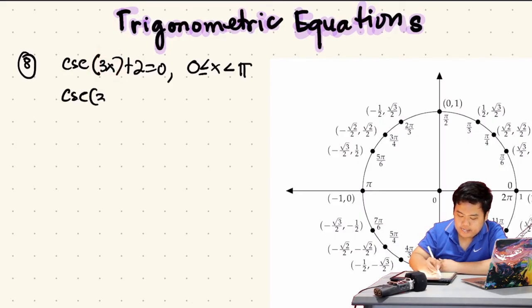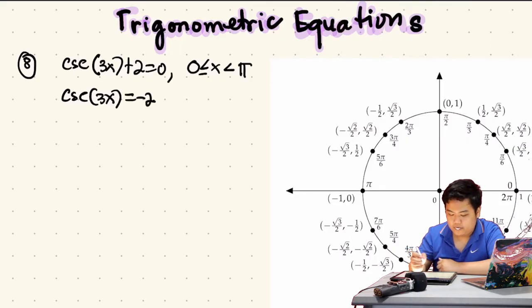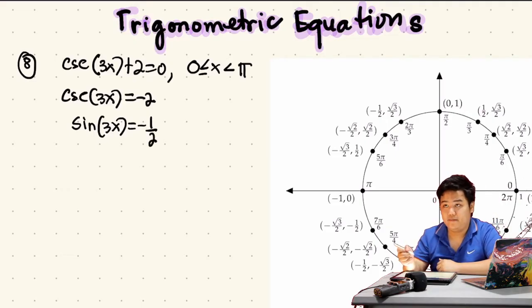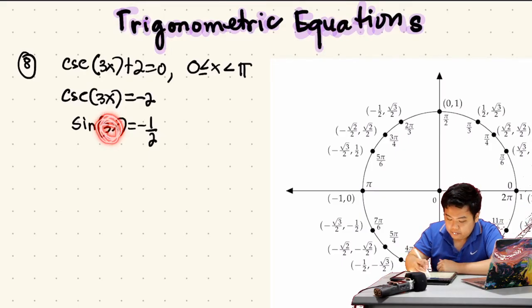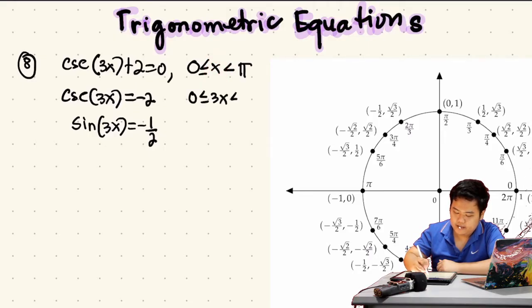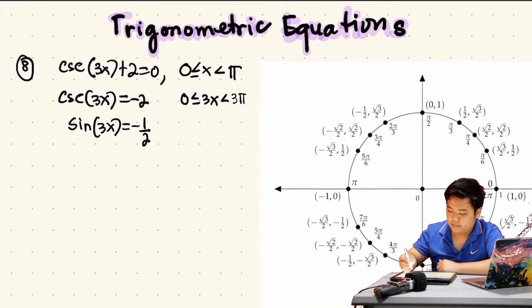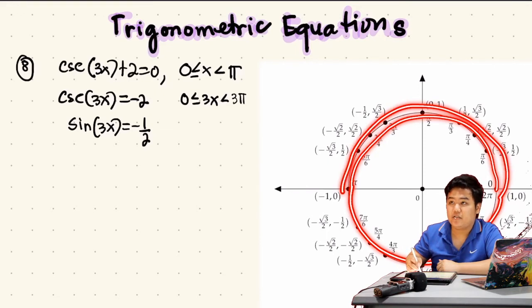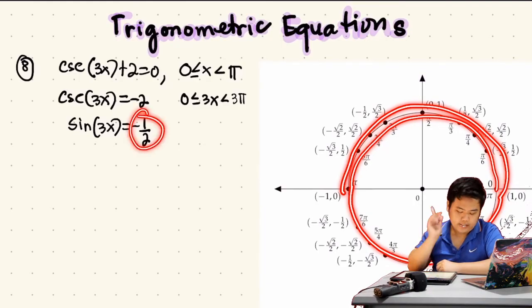So, cosecant 3x is negative 2. So, hindi tayo sanay sa cosecant. So, gawin nating sine. So, sine, take the reciprocal of both sides. Negative 1 half. So, ang gagawin natin, 3x to, diba? Isipin mo as theta lang yan. So, kailangan makompute natin dito yung theta para malaman natin ilang ikot sa unit circle yan. So, multiply this by 3, we get 0, 3x, 3 pi. O, 3 pi daw. Gano kalaki yung 3 pi? So, this is 1 pi, 2 pi, 3 pi. So, isa't kalahating ikot.